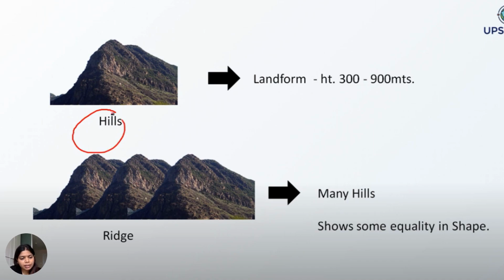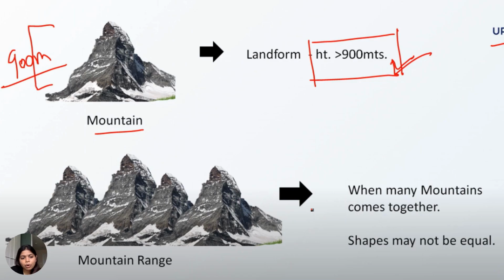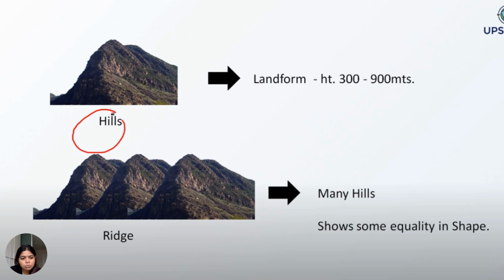Okay, now, let's look next. What is a hill then? If a mountain is above 900 meters, anything that is below 900 meters but not less than 300 meters is considered as a hill. And what is a ridge? When there are more than one hills combined together, it is called a ridge. But now look at this. Most of them show equality in size. In mountains, if you remember, not all of them are same in shape or size, but over here you can see that they are somewhat similar in shape.